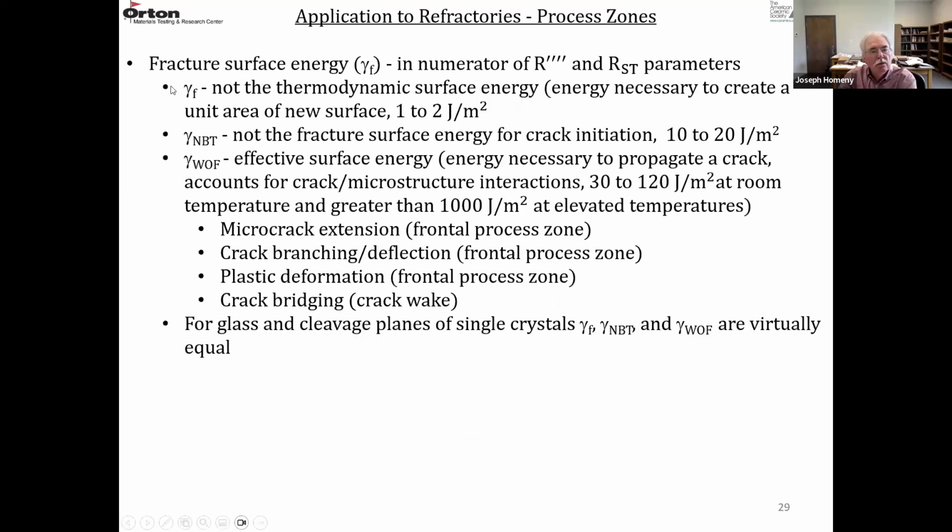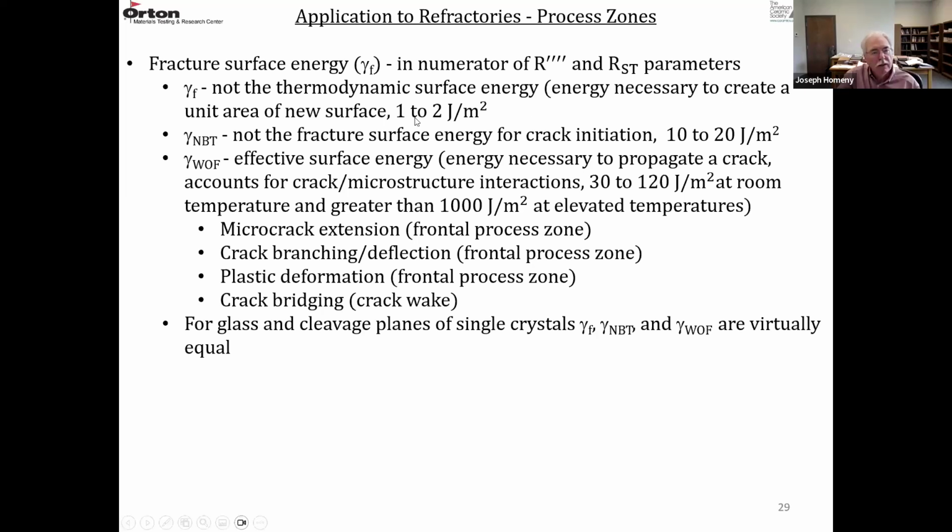So we've been talking about a fracture surface energy, gamma F. We put it in the numerator of R4 prime and RST, but we never really said what this fracture surface energy is. And it turns out there's three different types of fracture surface energies. Gamma F in this equation is not the thermodynamic surface energy. Surfaces have unsatisfied bonds, so they have higher energy than interiors of a material.